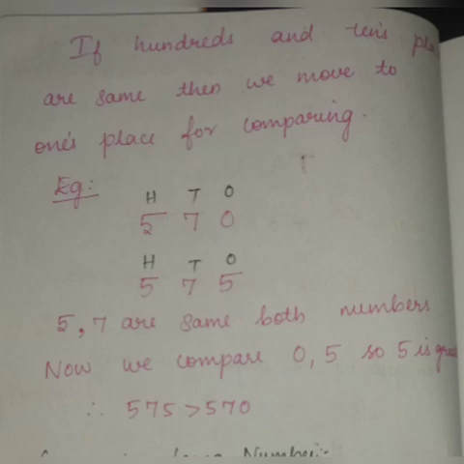Hundreds place is 5. Both have 5. Both are the same, so leave it. You go to the tens place. Next, tens place. Both are 7. So you leave it, you can't compare it. So you go to the ones place. Okay, what is the ones place for 570? 0. What is the ones place for 575? 5. Obviously 5 is greater. So 575 is greater than 570.